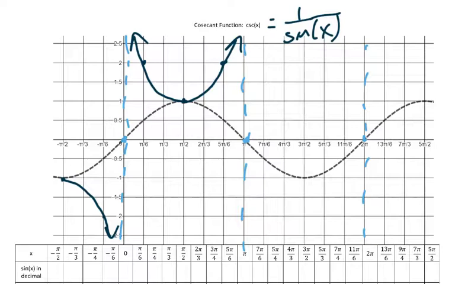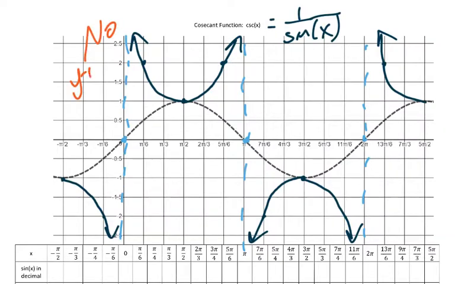So that one looks like this. This graph's going to look like this and this. This one's going to look kind of like that. Notice on the y-axis there is no y-intercept, because sine of 0 is 0.